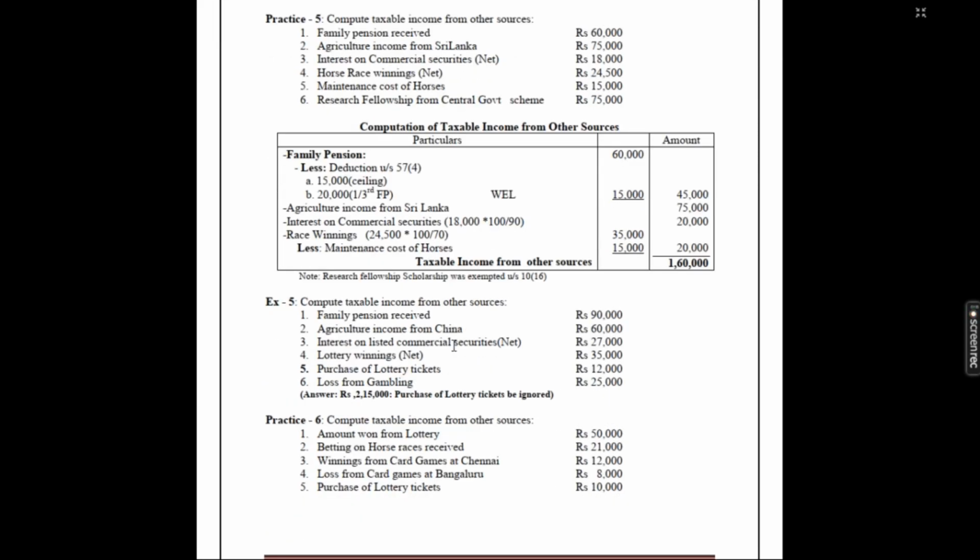Agriculture income from Sri Lanka, abroad agriculture income, is fully taxable. Interest on commercial security is a net amount. When the amount exceeds 10,000, we have to do the grossing up. For commercial securities, normally 10% will be the TDS rate. So this amount 18,000 is equal to only 90%. So for 100%, we have to convert that. That is called grossing up. So interest on commercial securities, 18,000 into 100 by 90, will be 20,000.